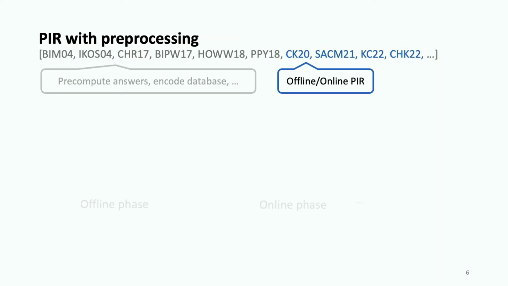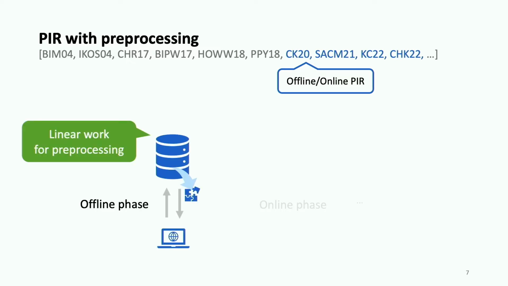Many works explore the power of preprocessing, and they construct PIR solutions with sublinear computation cost. And in this work, we focus on a recently proposed model called offline-online PIR. In this model, the client and the server first interact in an offline phase, where the server does linear work to preprocess the database and generate a small hint, which is sent to the client.